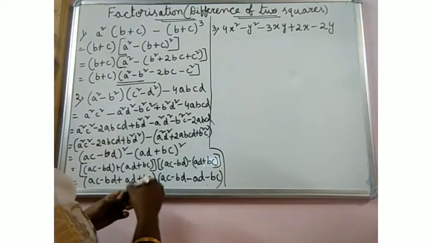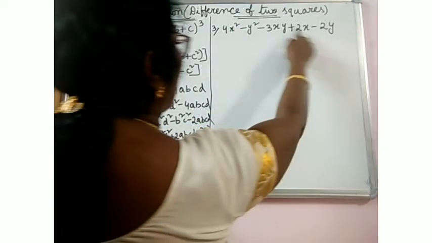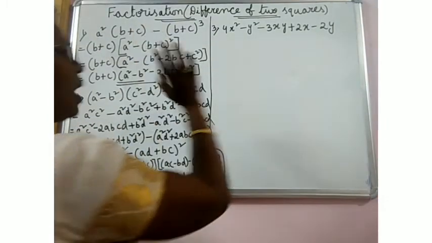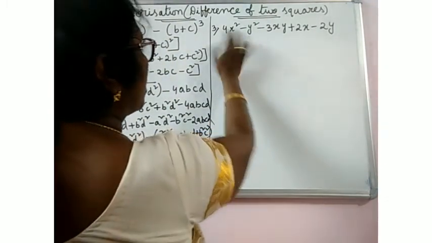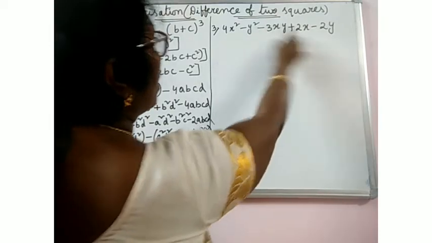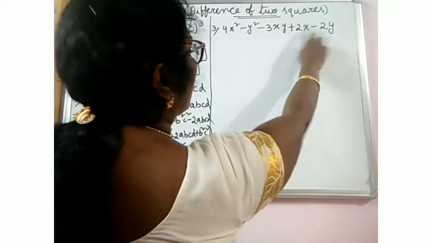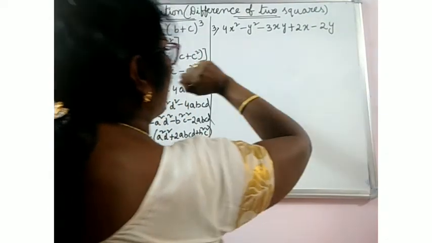Now one more variety here. Here you see 1, 2, 3, 4, 5 terms are there. And when we see like this, we can know we have 2x minus 2y. If you take 2 common, x minus y we will get.